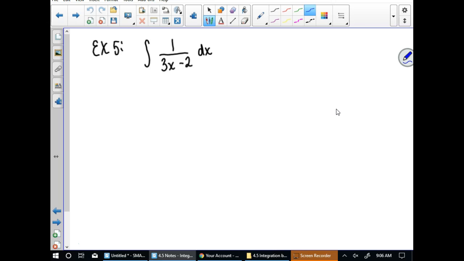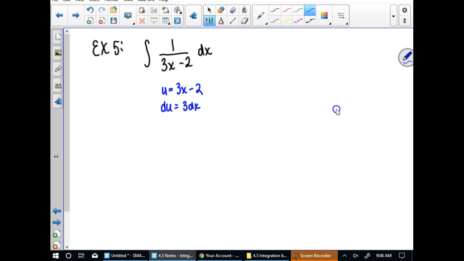So in this case right here, I don't really have something in the bottom and the top. So what I'm going to have to do here is let u be the denominator, 3x minus 2. So that would make du 3 dx. And make sure as you're doing these problems, include the dx. I know you can kind of do it without it and it still makes sense.